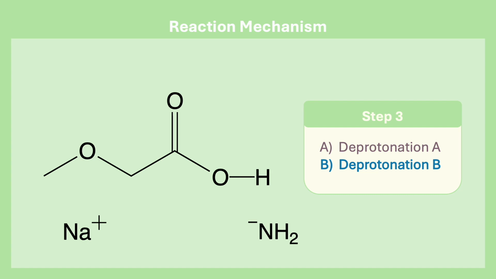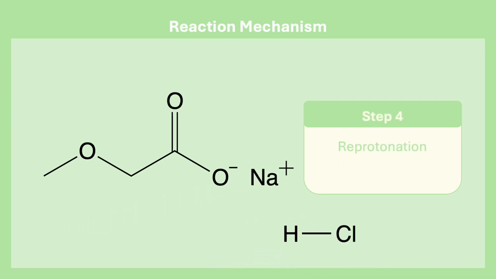Deprotonation at position B results in carboxylate anion formation. This occurs because the carboxylic acid group is more acidic, meaning it will be deprotonated more easily. If acid is added to the solution after the base, then you will reform the carboxylic acid.